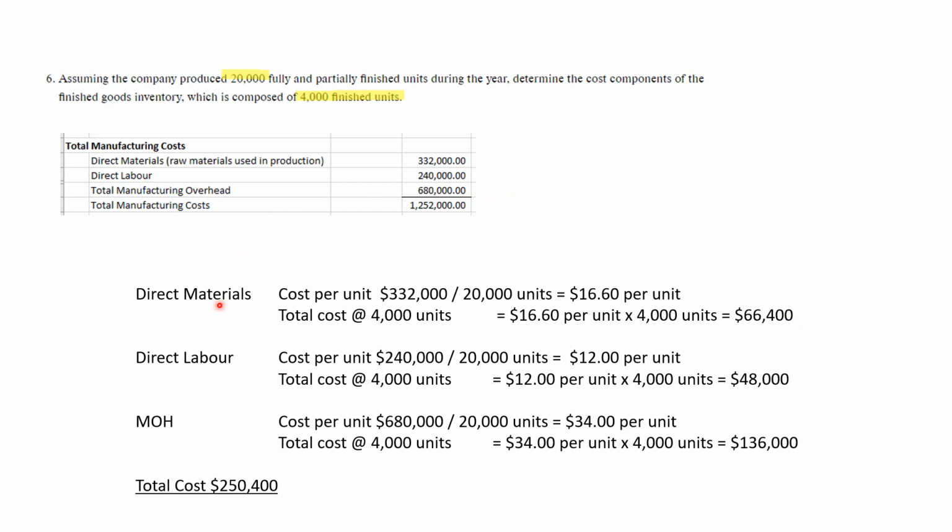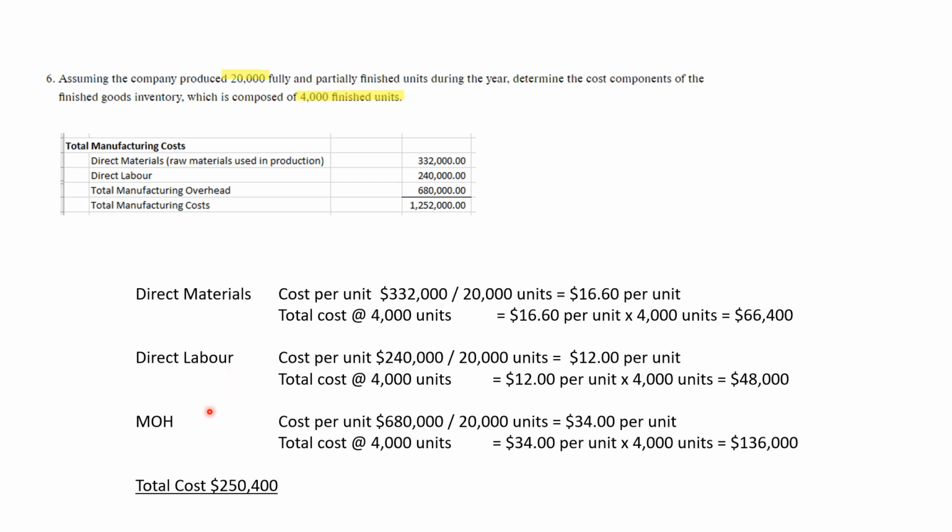We're going to do the exact same thing with direct labor. We know our cost per unit would be the 240,000 of direct labor divided by the 20,000 units produced under this assumption, to give us a $12 per unit cost. To find it for the 4,000 units in finished goods, we'll do $12 per unit times 4,000 units to give us $48,000. So that's our direct labor.